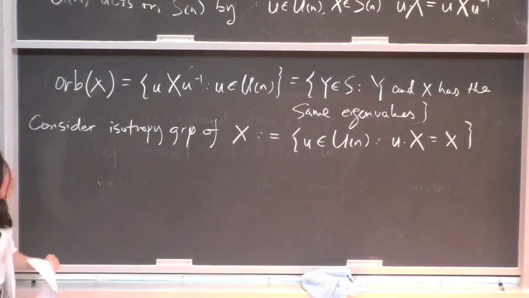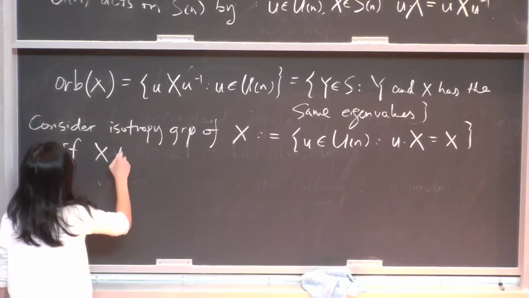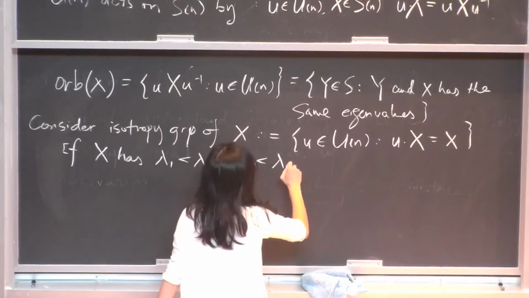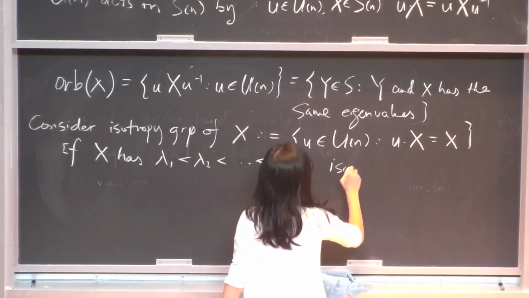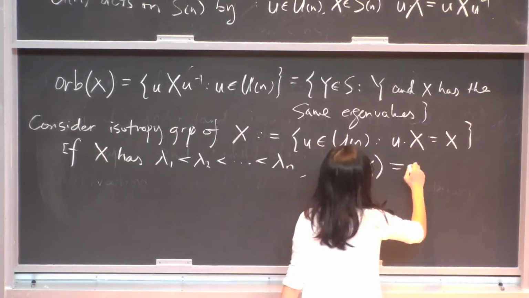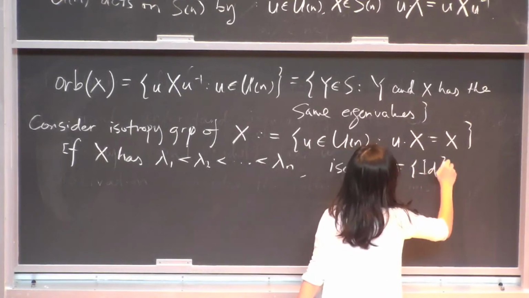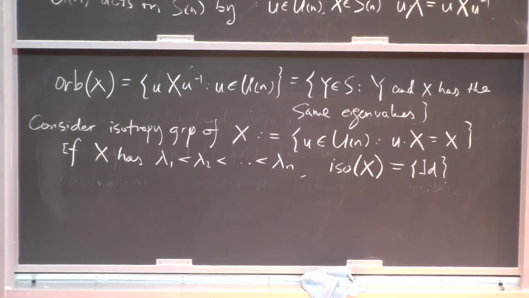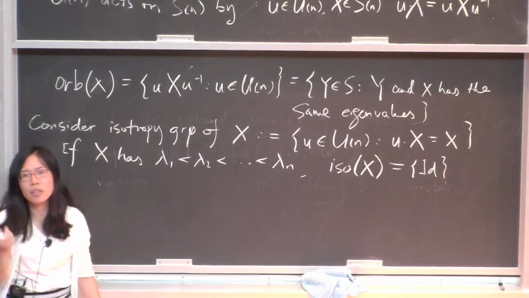This is defined to be those elements in U_n such that U preserves X. Okay, so, well, first of all, if this X has all distinct eigenvalues, then the isotropy group is just a point. If X has distinct eigenvalues, so lambda 1 less than lambda 2 less than ... less than lambda n, then the isotropy group of X is really just a point, just the identity. And the reason is, if you act by U_n, this means that you change the eigenvectors. And all the eigenvectors are distinct, and there's no way you can do anything.